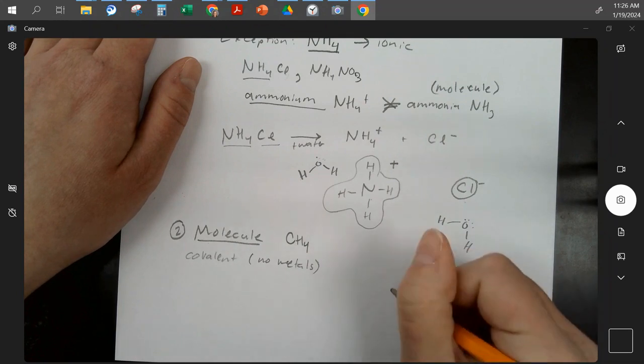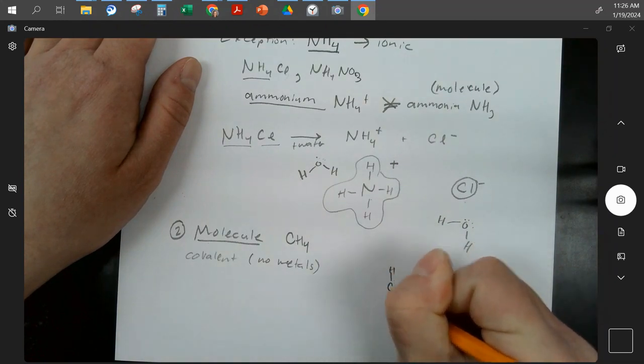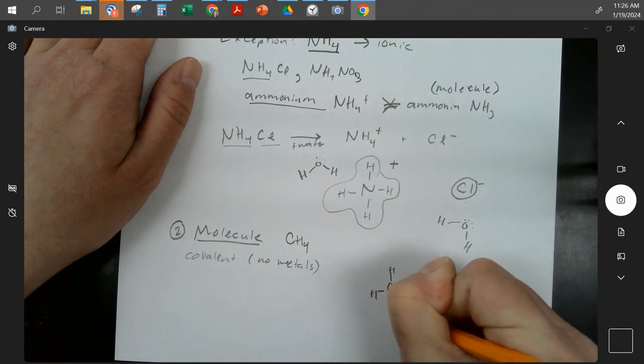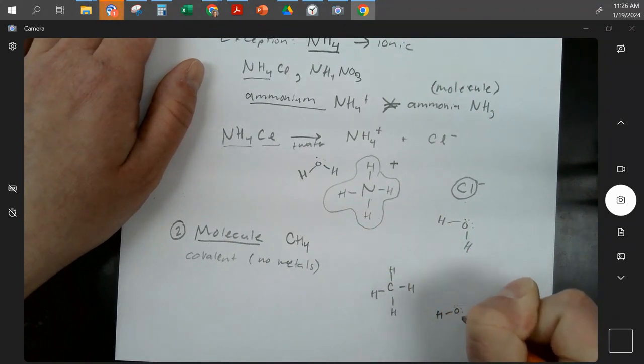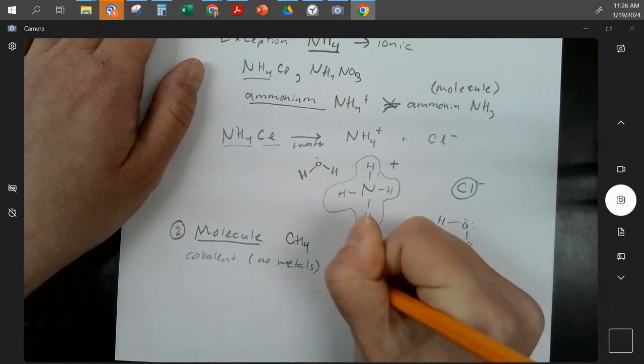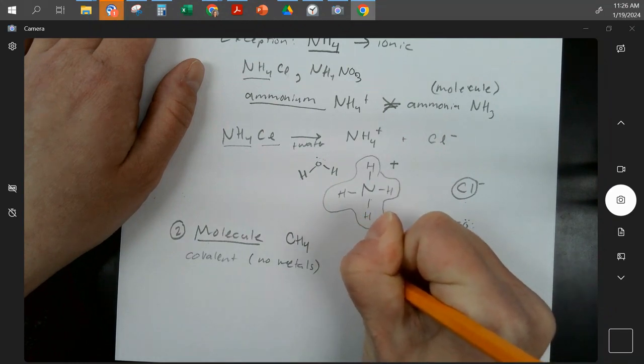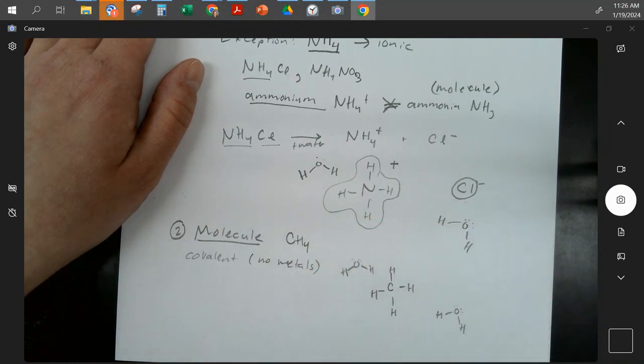So if we draw this, this isn't going to break apart. This is just a molecule, and we just have this floating around. So we have water, and we have our molecule. This molecule is not breaking apart. We have 2 different types of atoms.